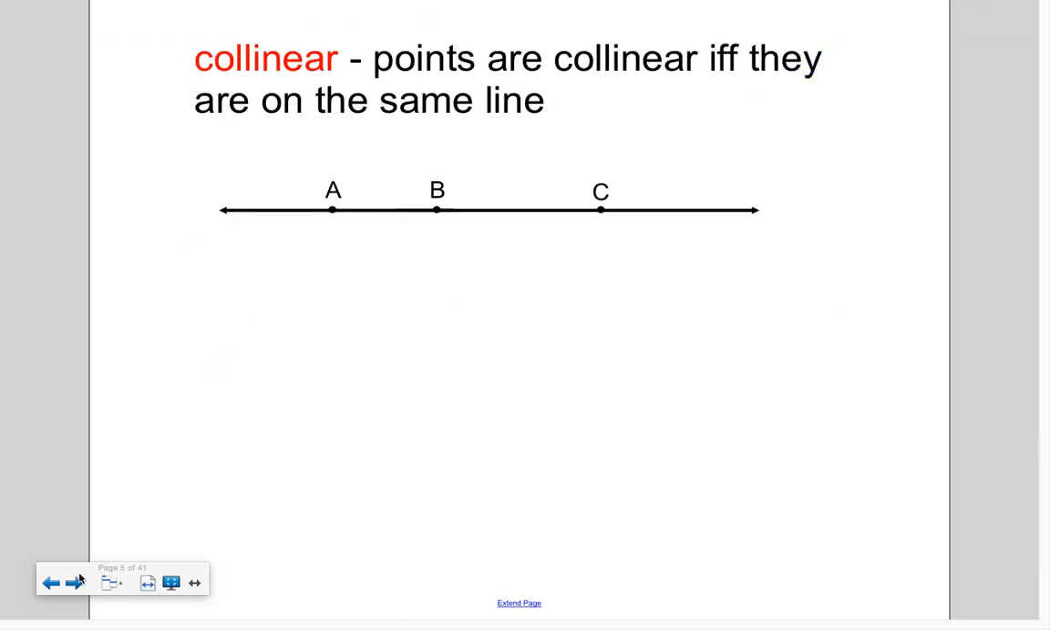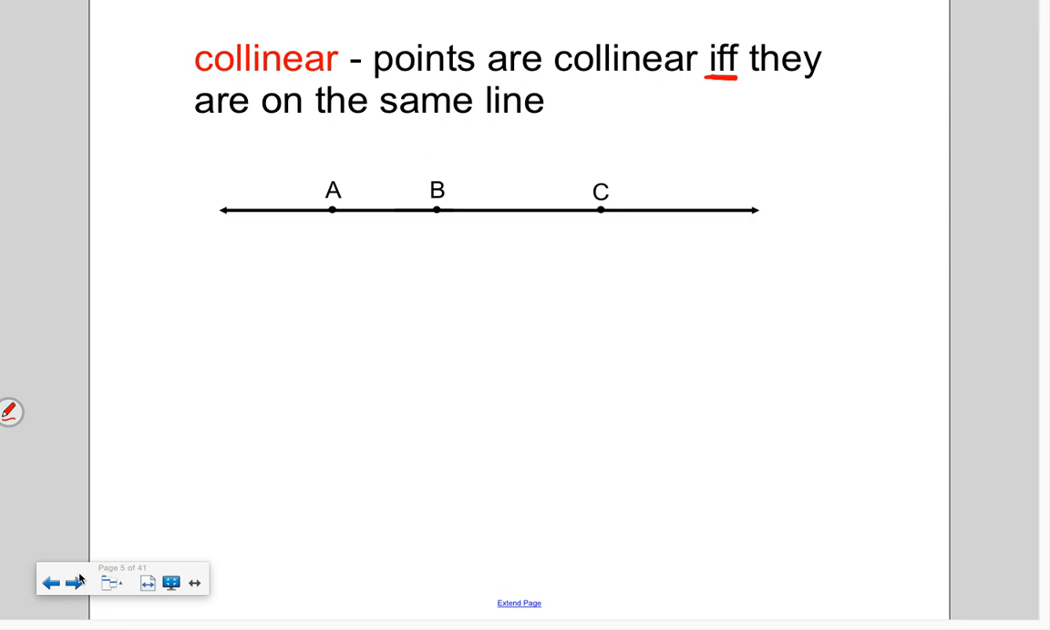Now, another term here, collinear. Points are collinear if and only if they're on the same line. Real quick, that IFF term there stands for if and only if. It was not a typo. If and only if is kind of like an equal sign. So if you have a statement at the beginning and at the end, and if and only if in between, it basically means if one thing happens, then the other thing is guaranteed to happen. So if I have points that are collinear, it's guaranteed that they're on the same line.